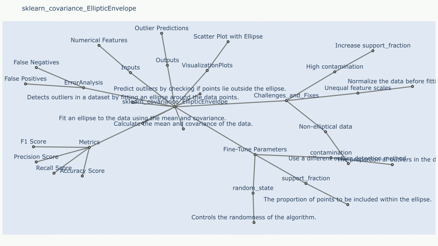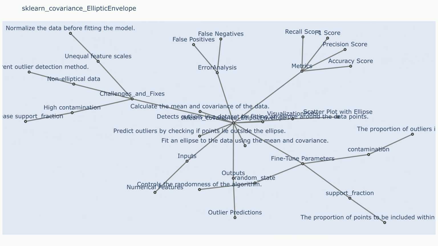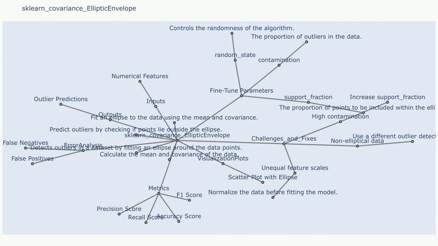Challenges and fixes. Challenge 1. Elliptic envelope is sensitive to the presence of high leverage points, which can distort the estimated distribution of the inlier data. Sample use case that resulted in challenge 1. A dataset with a few data points that are very far away from the other data points, but are not necessarily outliers. Fixes to challenge 1. Use a robust covariance estimator that is less sensitive to high leverage points. Apply a preprocessing step to remove high leverage points from the data.